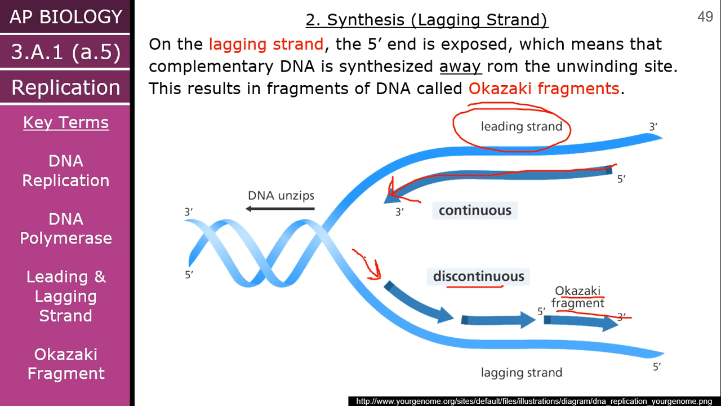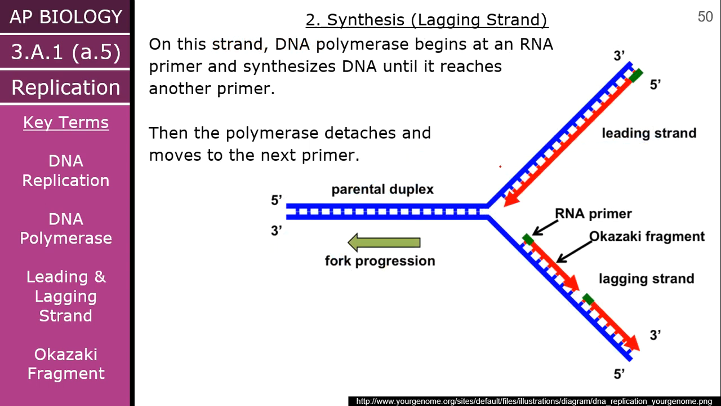As they start to form over and over again, eventually, if we want this to be a good DNA molecule, we're going to have to connect these in some way, and that's going to be in step 3. Okay. But for now, we have this replication fork, and it's like a fork in the road.